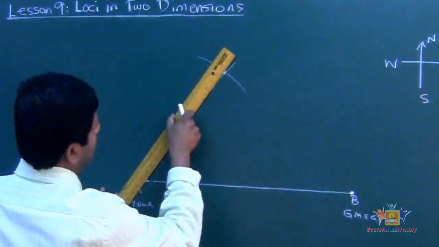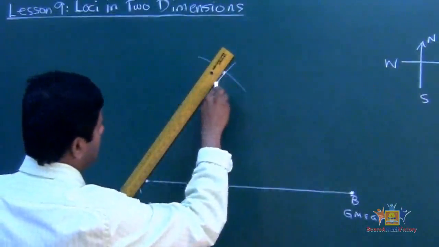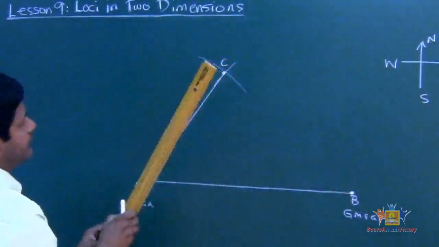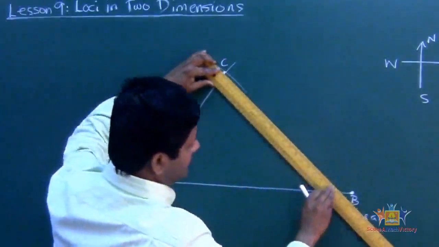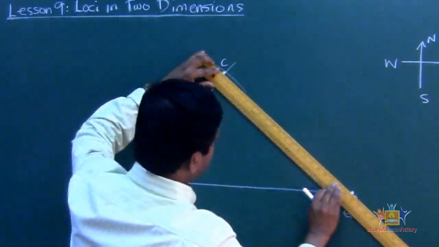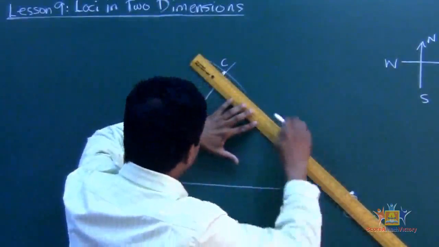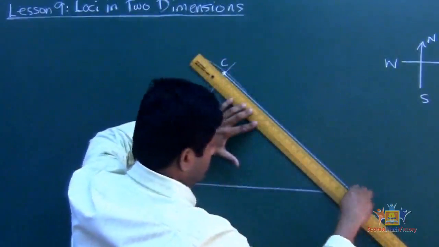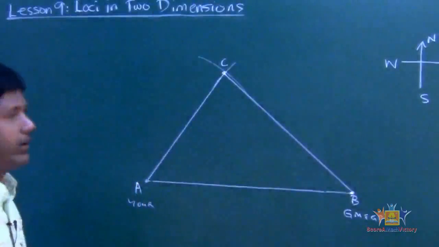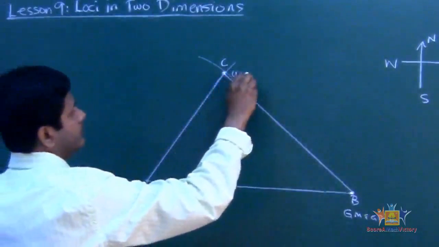So this is how the location works for all 3 houses: your house, your uncle's house, and your grandma's house. It formed a triangle. So this is your uncle's house.